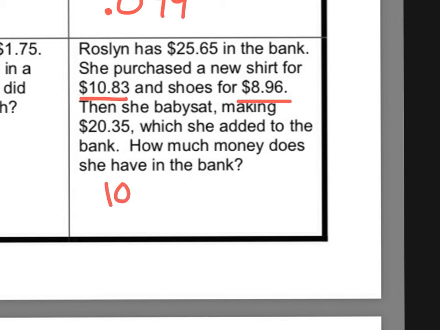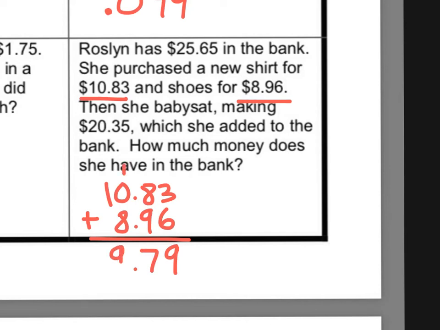Here's $10.83. Add that to her shoes, which is $8.96. 6 plus 3 is 9. 8 plus 9 is 17. Carry the 1. 1 plus 8 is 9, and the 1. So we know she spent $19.79.